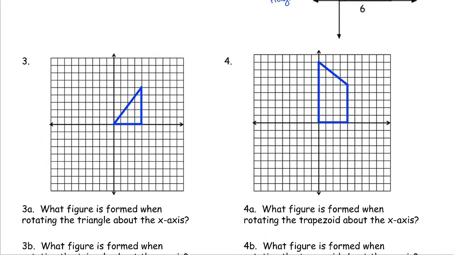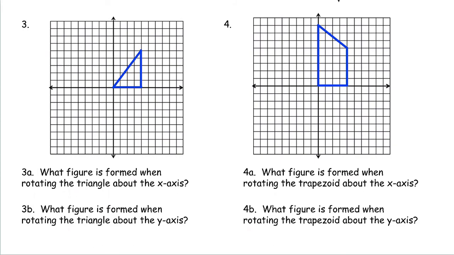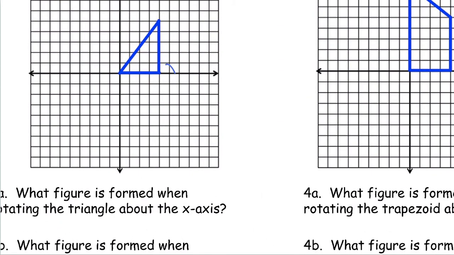Same thing here: what figure is formed when rotating about the x-axis? If I rotate it around this direction, again it's just a triangle. As long as I rotate it vertically, think about this going up, down, up, down, then we are going to have a cone with a height that is equal to 4 and a radius that is equal to 5. But what happens if I spin it around the y-axis?